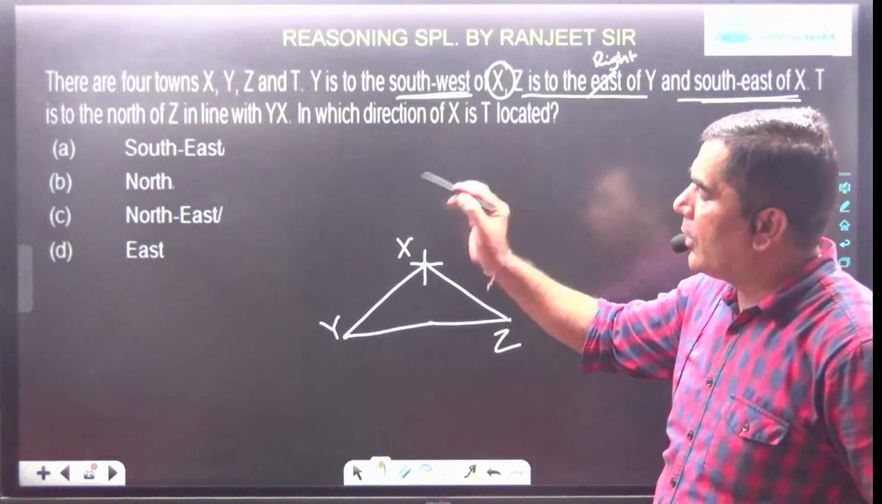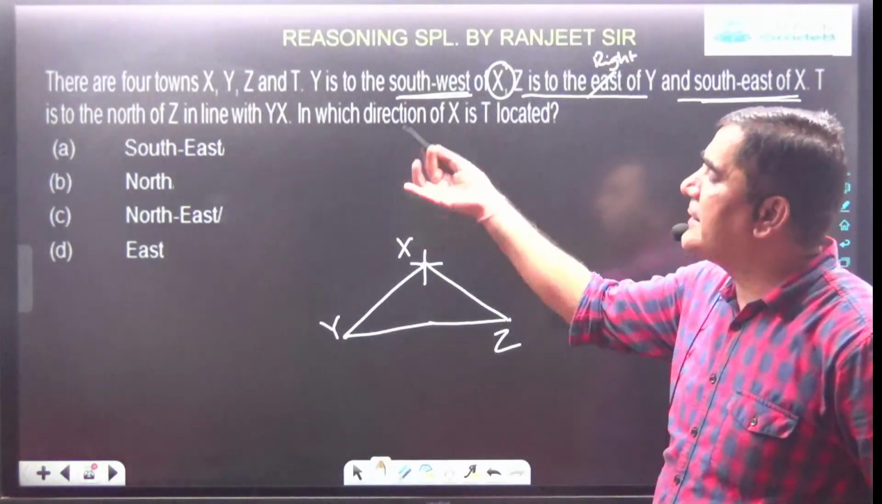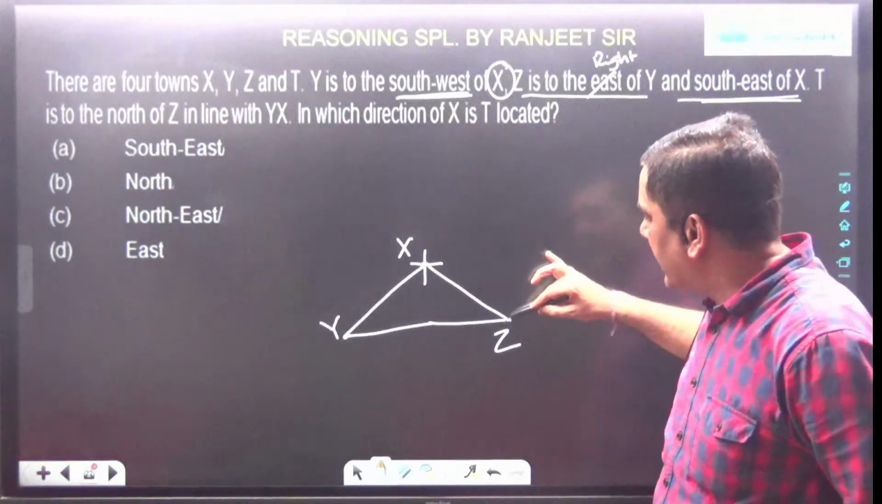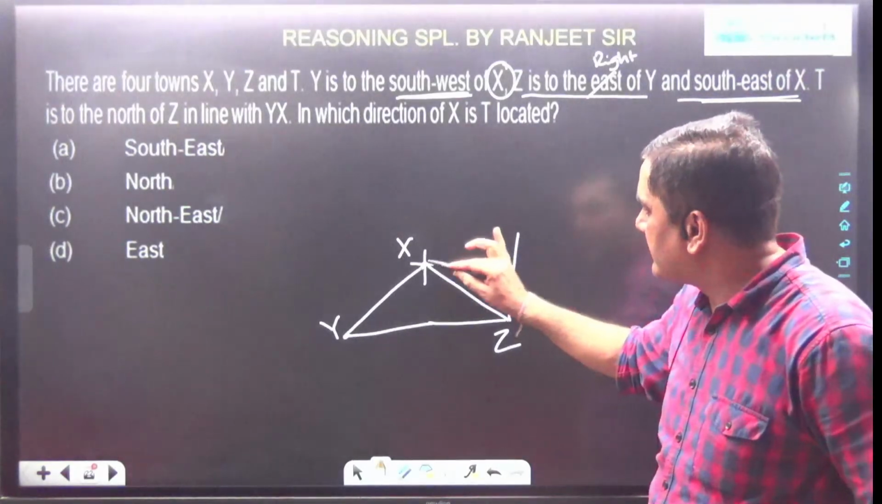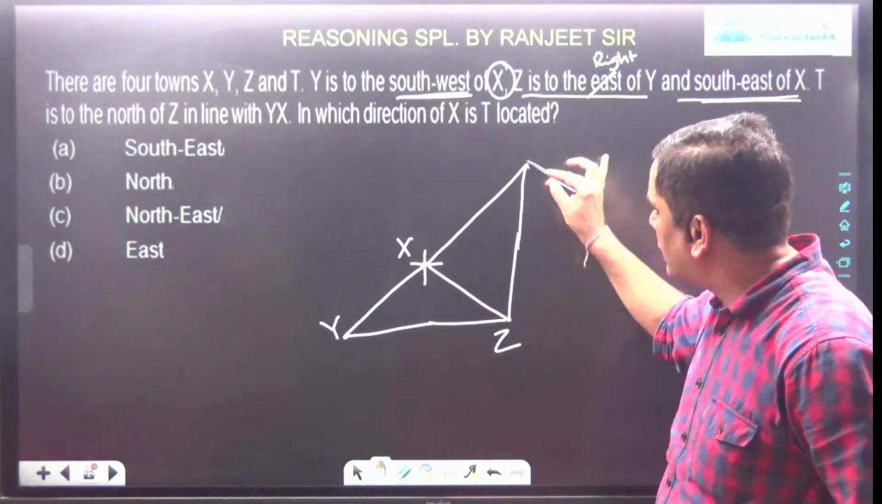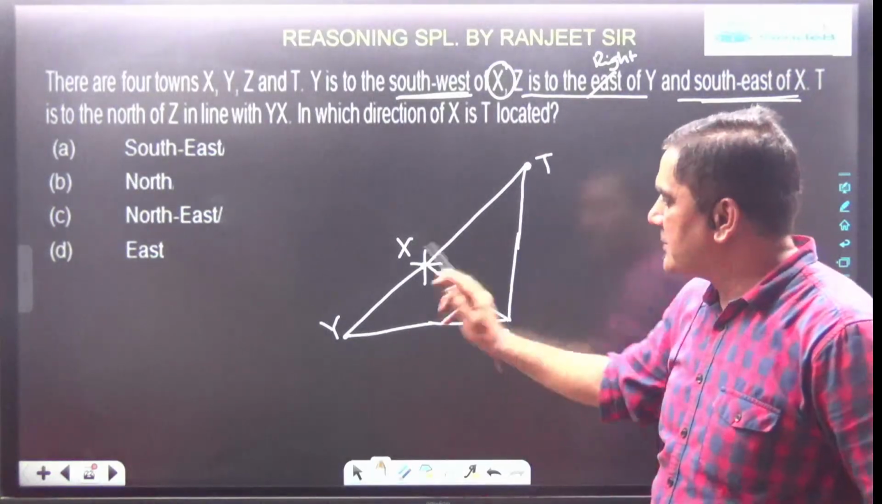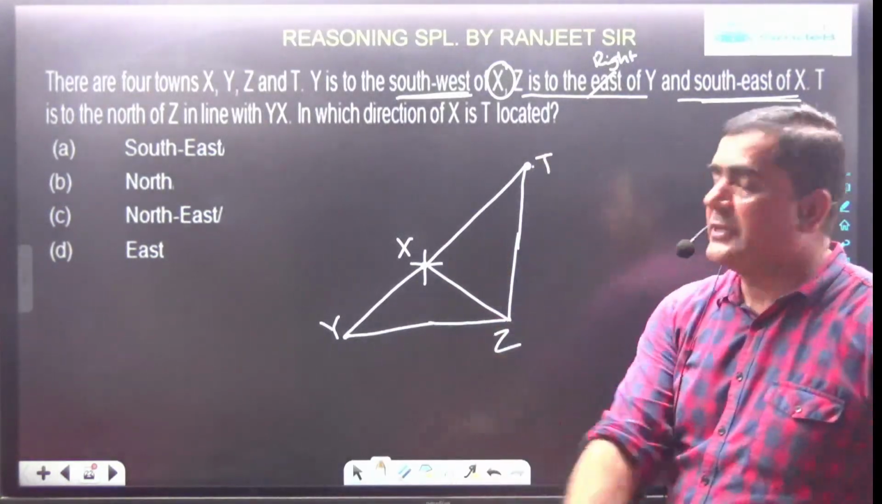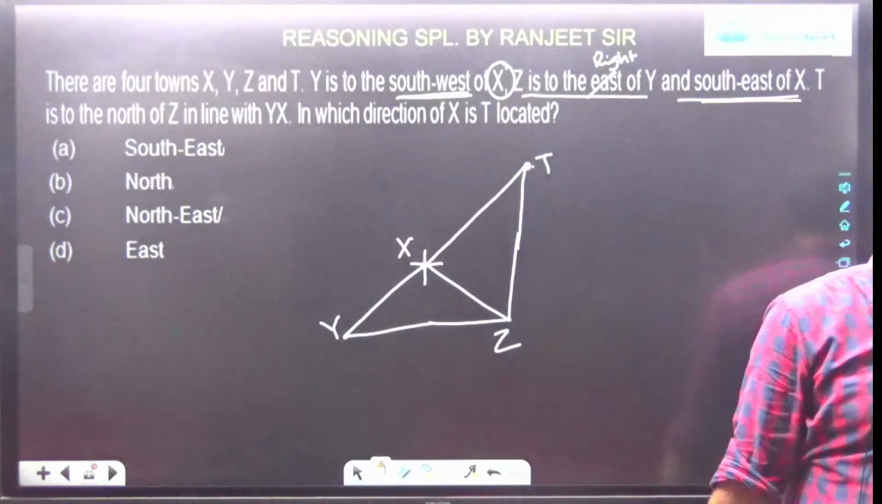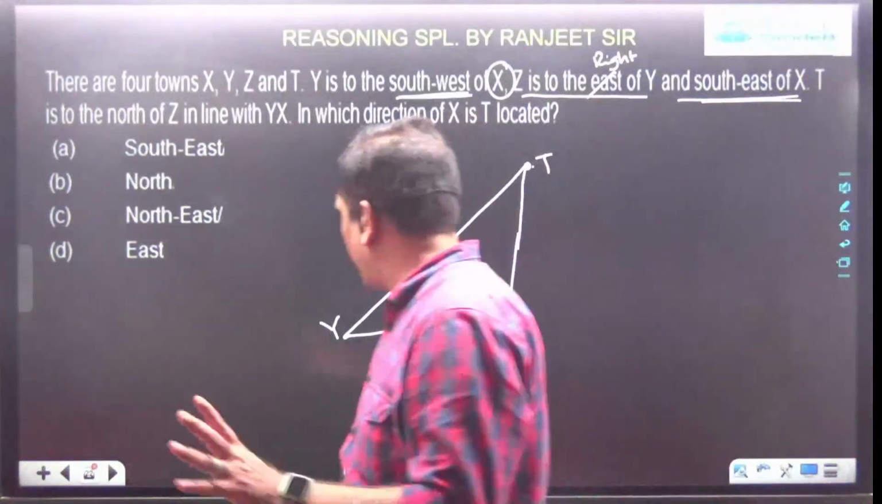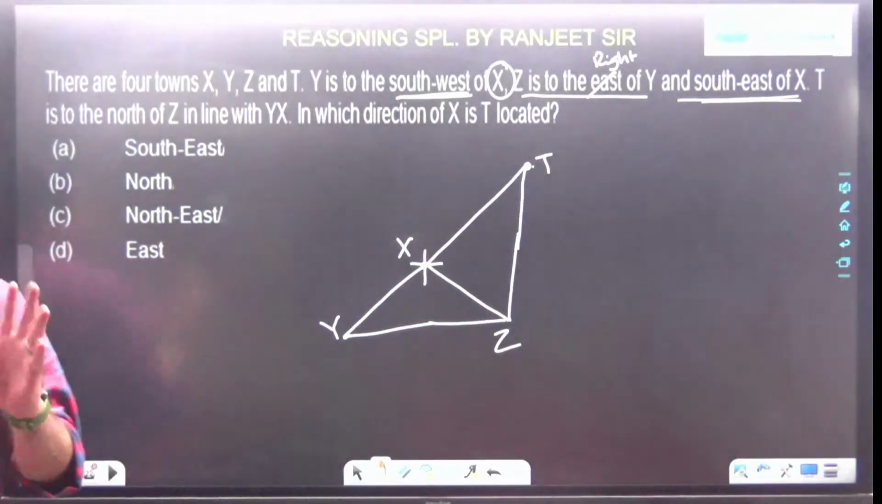T should be in the north, above Z, and in line with YX. What does that mean? T should be above this one and come in line with this one. So T should be over here. It means Y, X and T should come in a straight line.